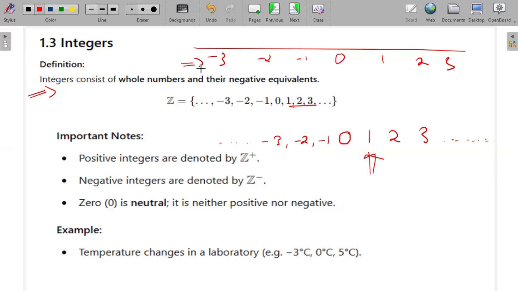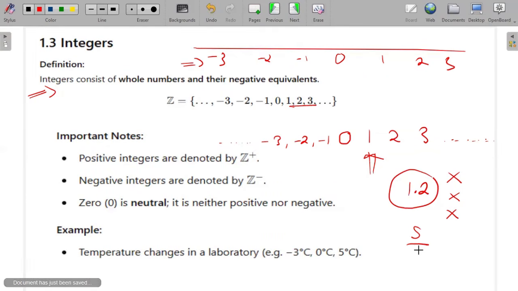Okay, it's also very important to note that these integers can never be fractions and they can never be decimal numbers. So if I write 1.2, this 1.2 can never be an integer. It can never be a natural number, and it also can't be a whole number because it's a decimal number. Also fractions like 5/3, this one here is not an integer. Integers just consist of the whole numbers and their negative equivalents, so there is no point something or fraction in the integers.